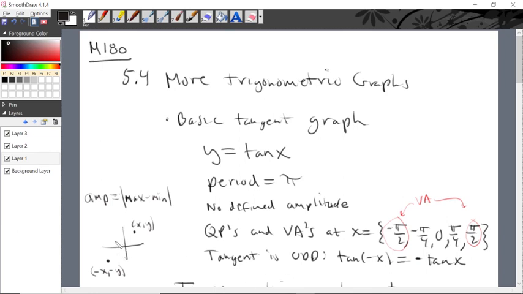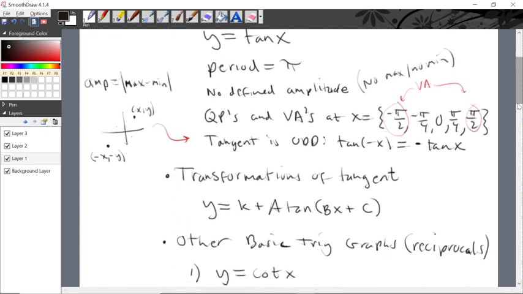The same would also be true if we had a point that were in quadrant 2. By a double reflection, it would have a reflection of itself in quadrant 4, and we call that symmetry about the origin. So this is characteristic of an odd function. Okay. So, and I'll note here, no defined amplitude, because the tangent has no max and no min. All right. Okay, so after we create the basic tangent graph, we'll do some transformations.